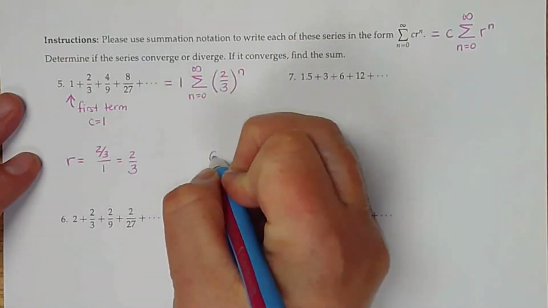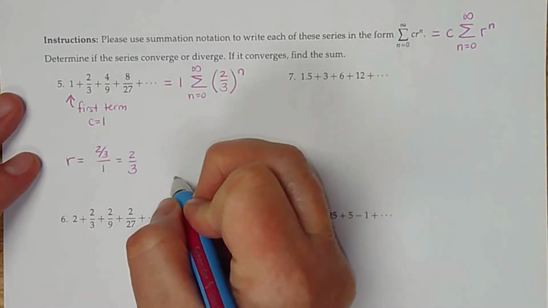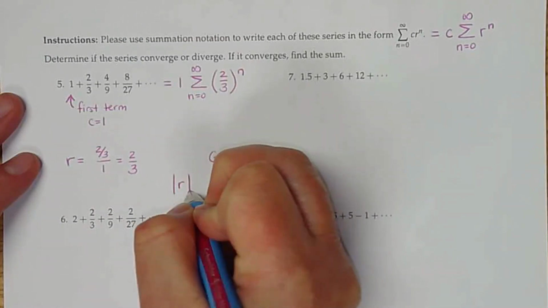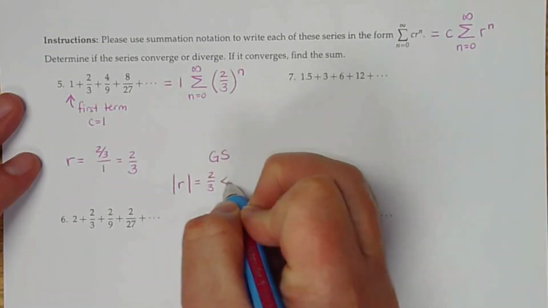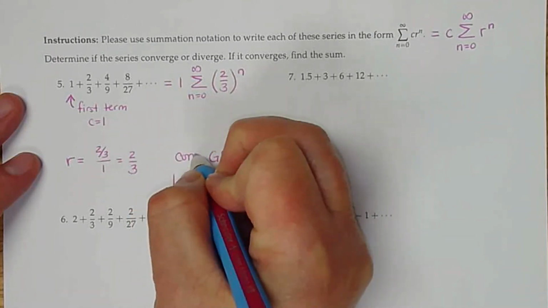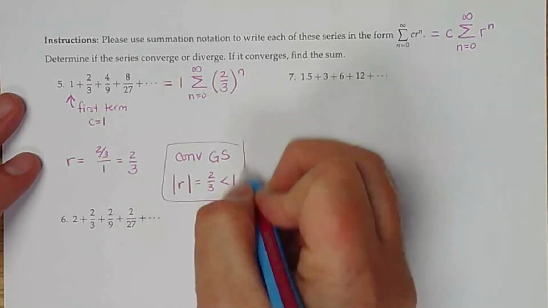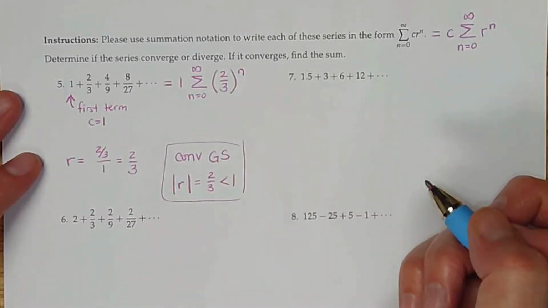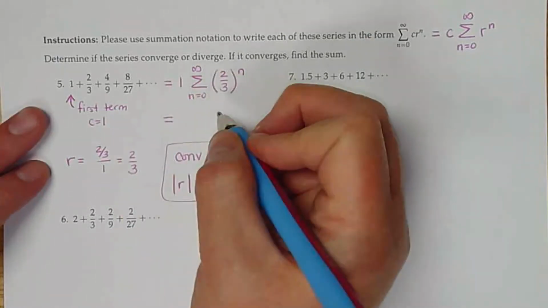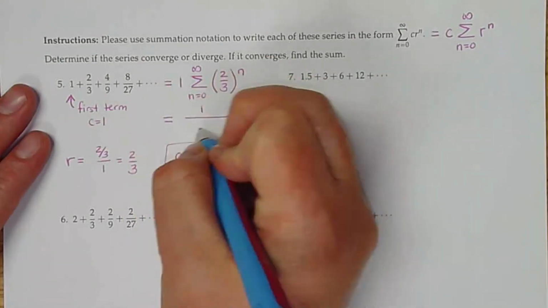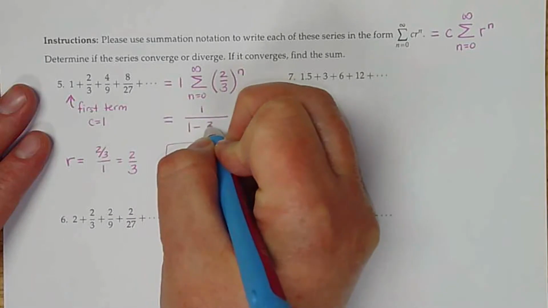So this is a geometric series because we have a number raised to the n. And the criteria I'm interested in is the absolute value of R. So R is equal to 2/3, which is less than 1. So that tells me that I have a convergent geometric series. And then I can find what this sums to. So our sum is going to be the first term, which is a 1, over 1 minus R. So 1 minus 2/3.